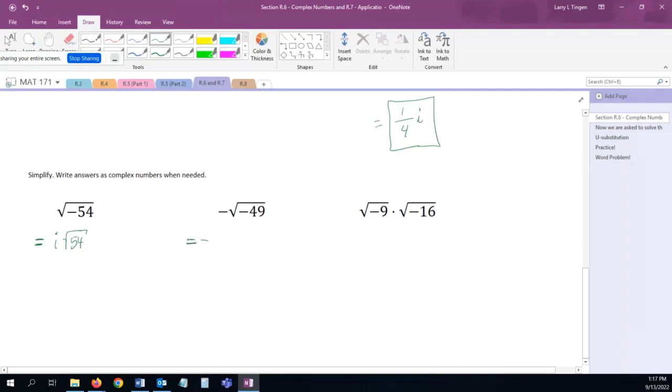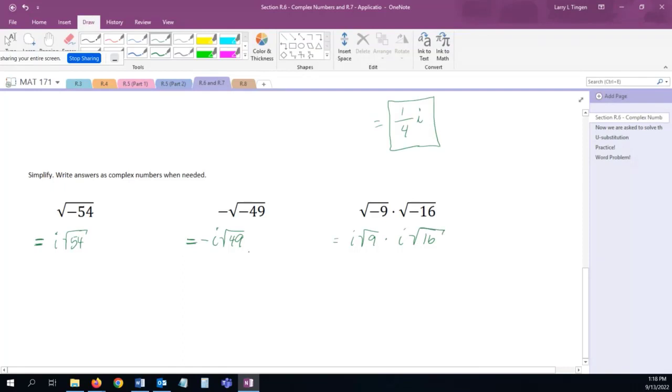In the second one, my negative is on the outside, and then I have the square root of a negative 49. Well, the rule says I can take the square root of a negative, that's the same thing as i times the square root of whatever number was under there. So for the first few steps here, the first thing I'm doing is the new step.